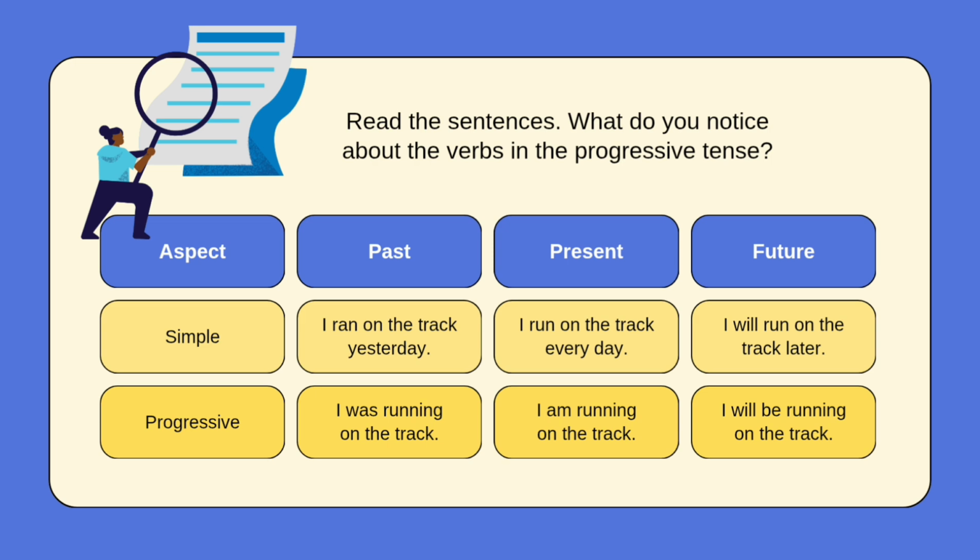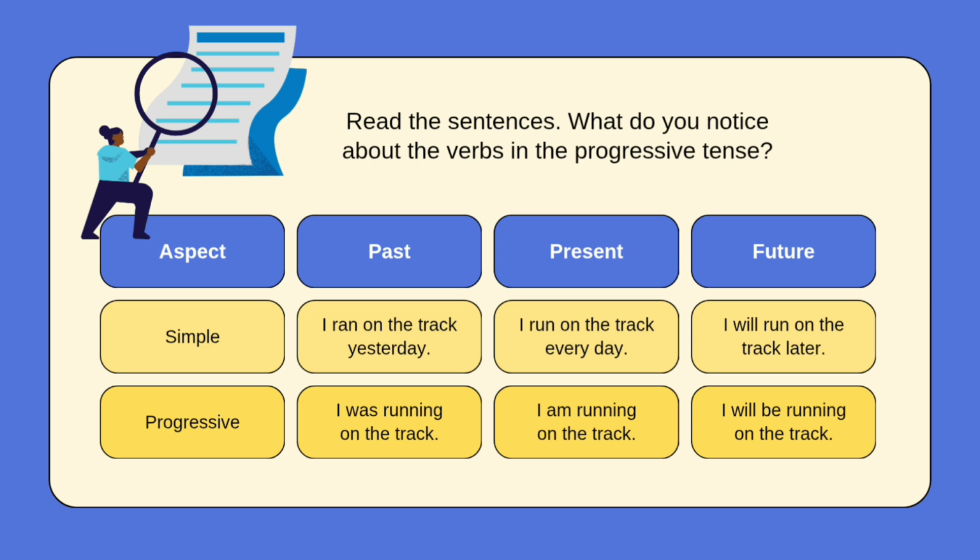Read the sentences. What do you notice about the verbs in the progressive tense? In past simple, I ran on the track yesterday. In past progressive, I was running on the track. In present simple, I run on the track every day. In present progressive, I am running on the track.